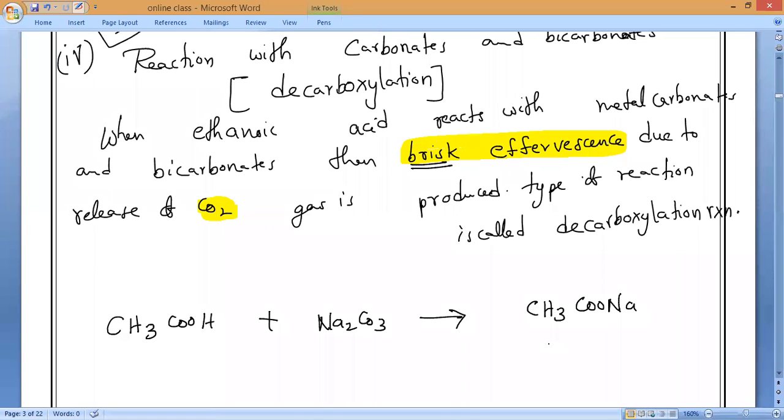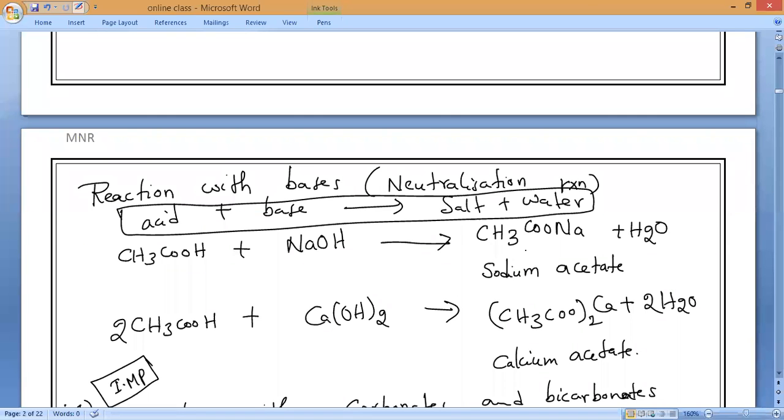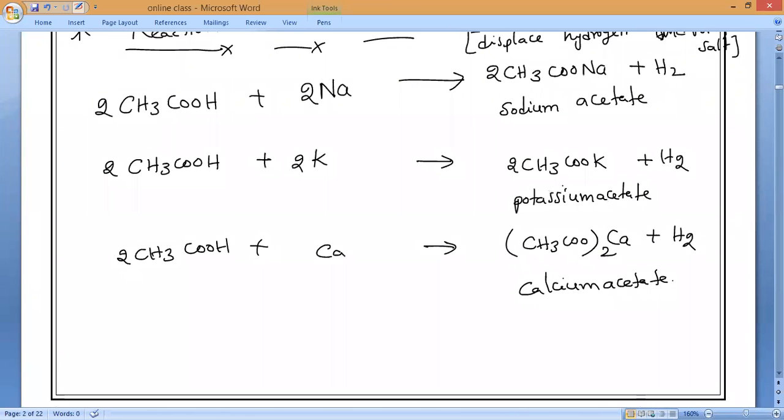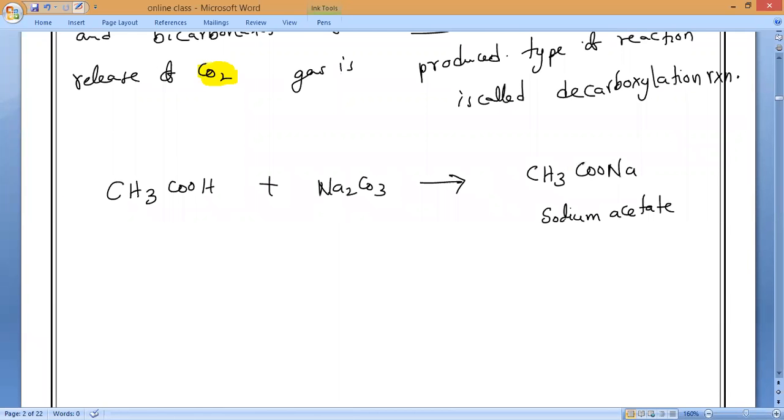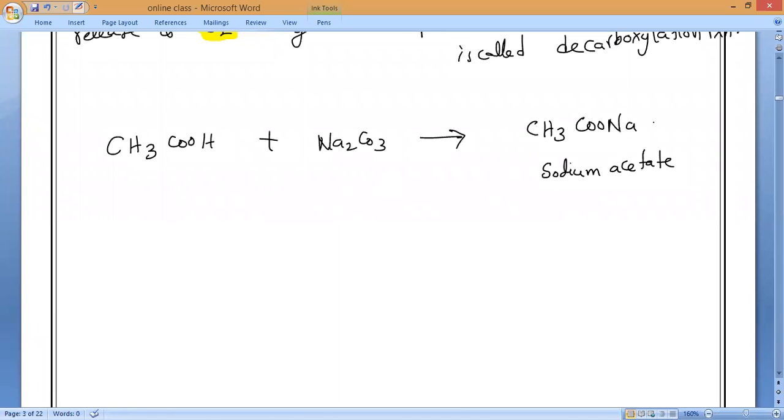CH3COONa. What is the name of this one? Sodium acetate. Everywhere, have you noticed it? The same compound is coming. What is the compound name? Sodium acetate. That is the salt. Plus, it will give you water plus a brisk effervescence gas. What is the gas name? Carbon dioxide. Whenever carbonate is there on the reactant side, carbon dioxide will come.